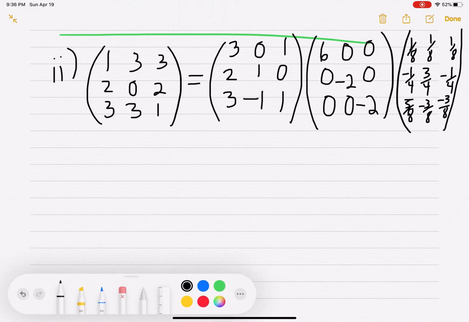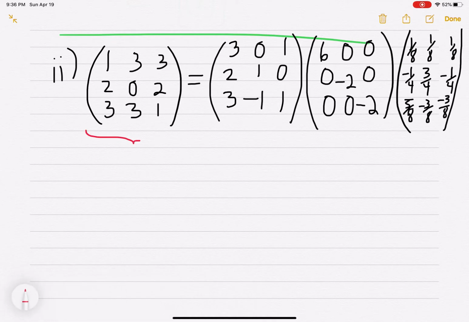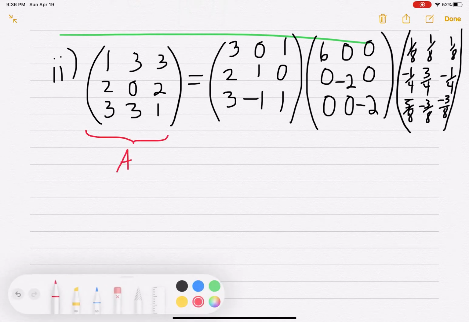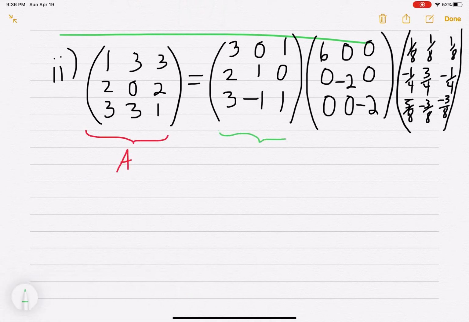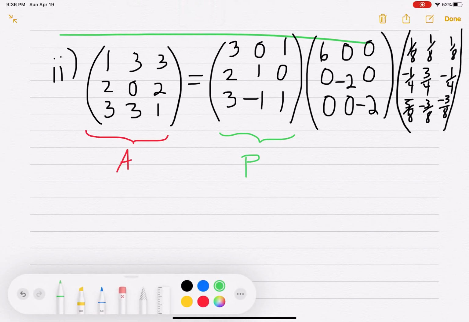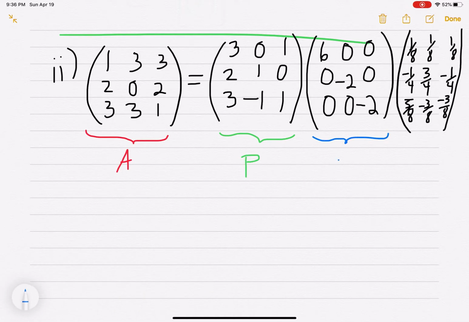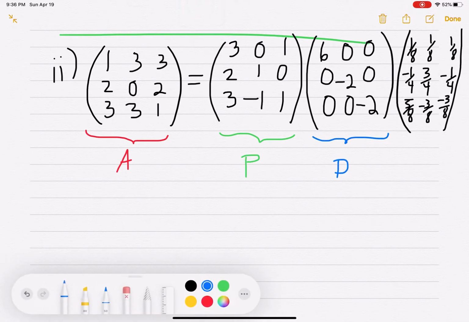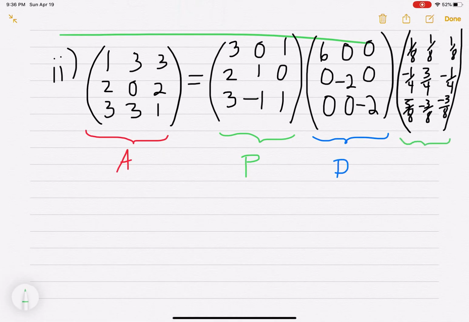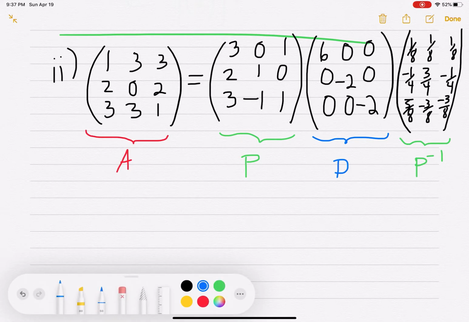So here we have A, and then we have P, and then we have D, our diagonal matrix, and then P inverse. This is called the diagonalization of A, or the diagonalization factorization of A, it's sometimes called. Okay, so what do we want? We want the eigenvalues of what?